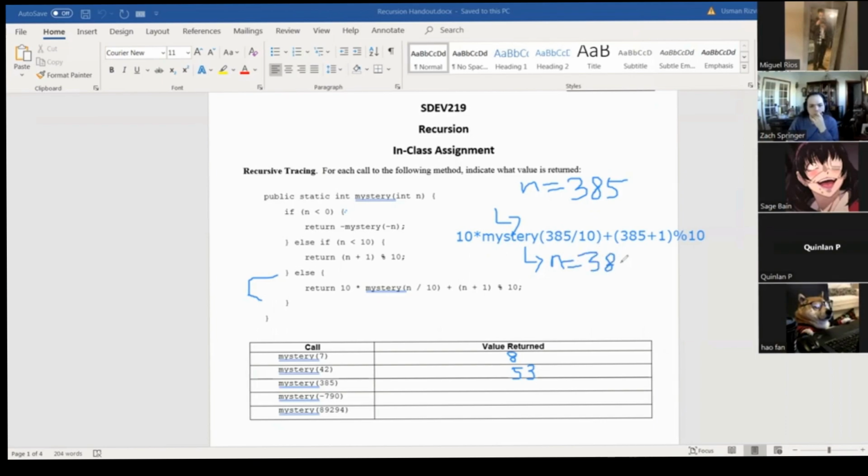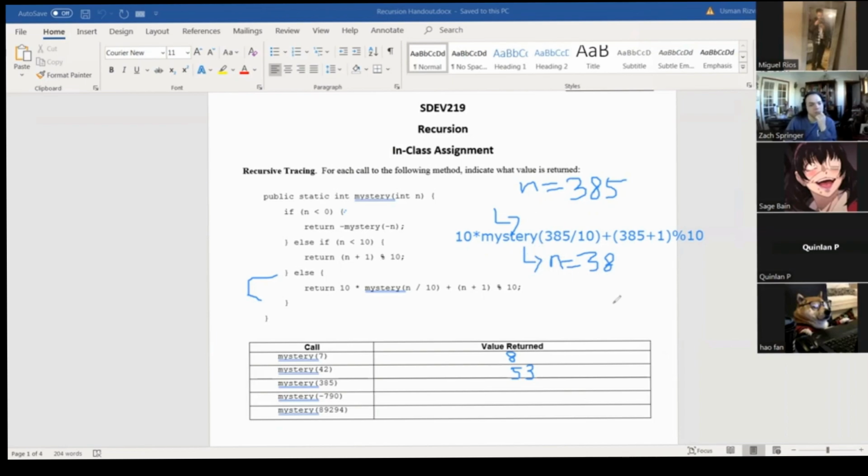So there are levels to the recursive case. You just have to keep track of the value of n or x or all the parameters that are passed in, and the only way you'll be able to keep track of it is if you write every single thing down. Is 38 less than 10? No, that's not true. If we move on, we go into the recursive case again, and we have the same equation again. So at this level, we're going to have 10 times mystery, 38 divided by 10, plus 38 plus 1 mod 10.